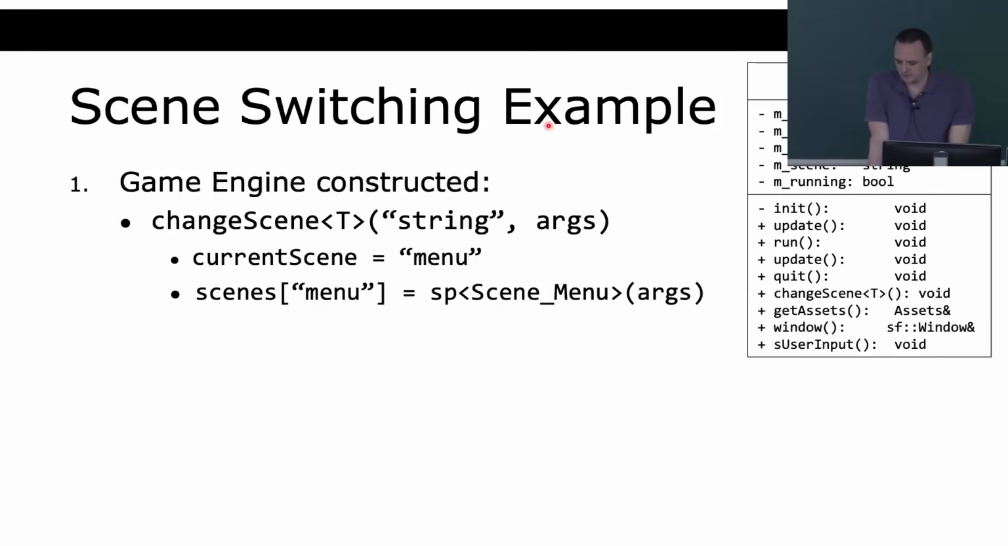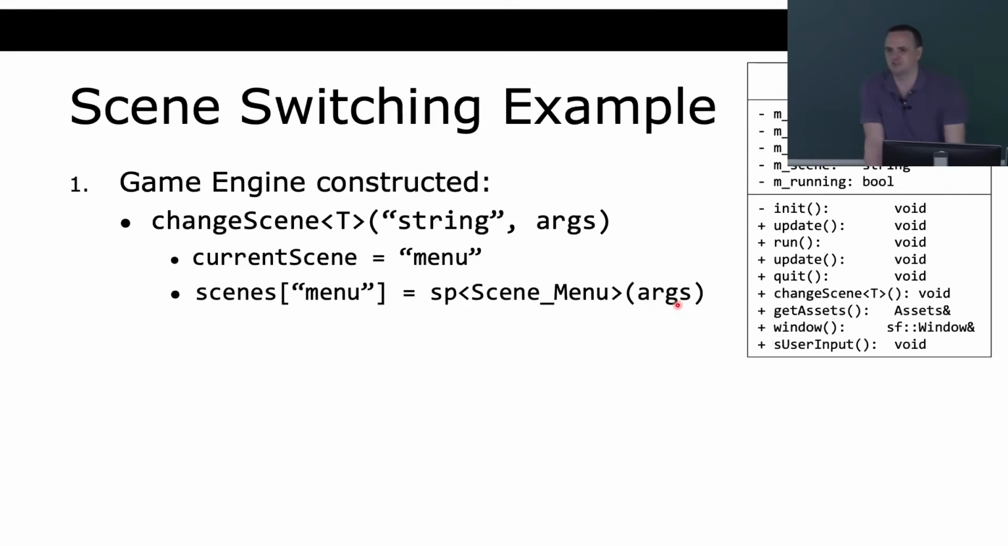So here's an example. Let's say when the game engine is constructed, we're going to have this change scene function, and that is templated. It's templated so that we know which type of scene we want to change to. So this might say change scene to the menu, right? What we would do here is pass in menu as the string, and then any arguments to that constructor, if there are any. And then we just say scenes menu equals shared pointer to scene menu with its arguments.